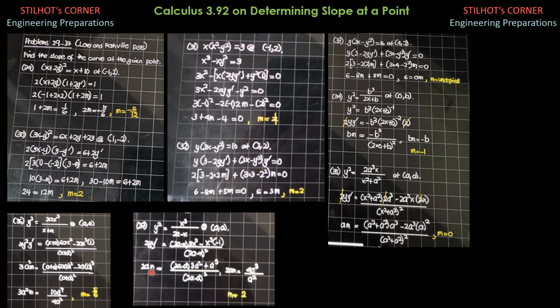So m is 4a cubed divided by 2a cubed. So 2am is 4a cubed over a square. So m is 4a cubed over 2a cubed, and that is 2. Slope is 2. So that's it for this video.